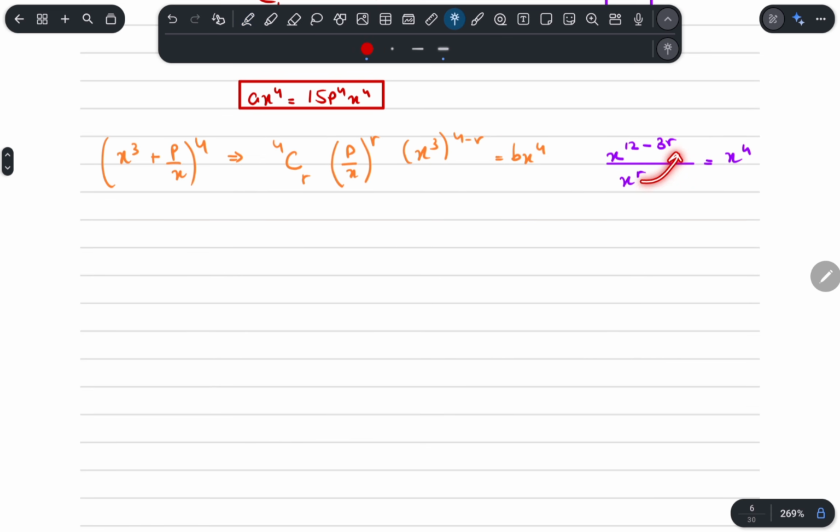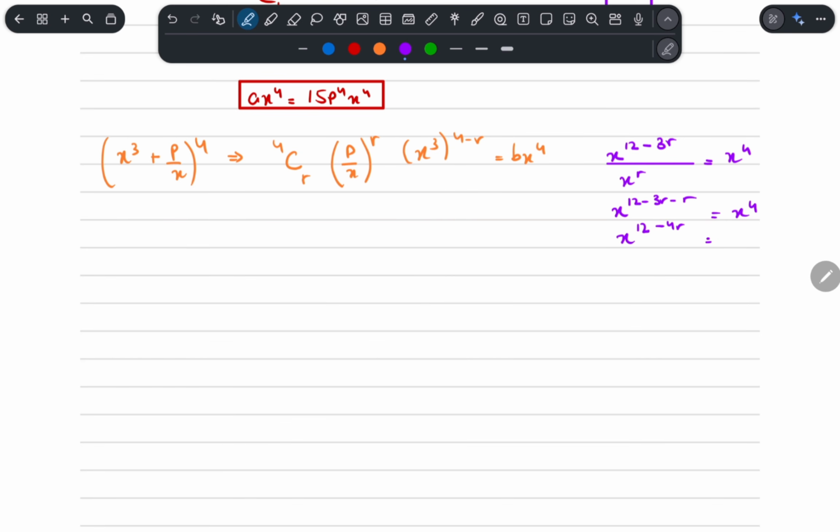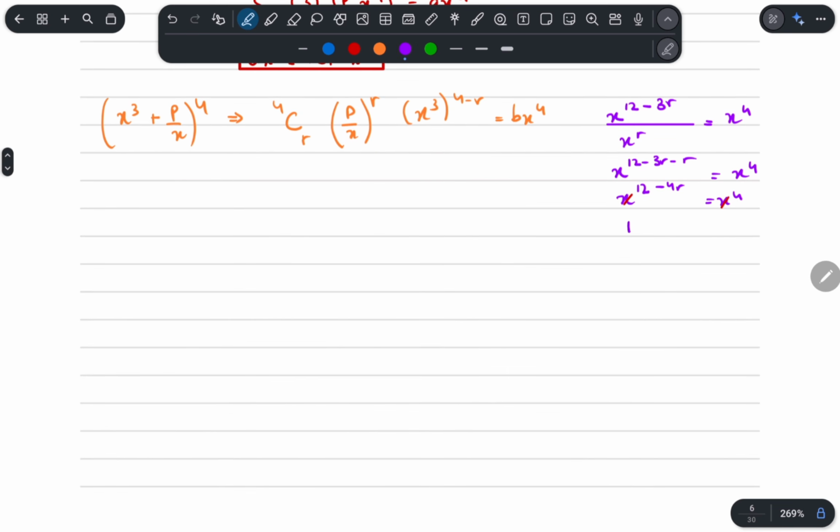Let's take this in the numerator. So this will be x^(12 - 3r - r) equals x to the power of 4, x^(12 - 4r) equals x to the power of 4. The bases cancel out. We'll be left with 12 minus 4r equals 4. 4r equals 12 minus 4, 4r equals 8, and r equals 2.